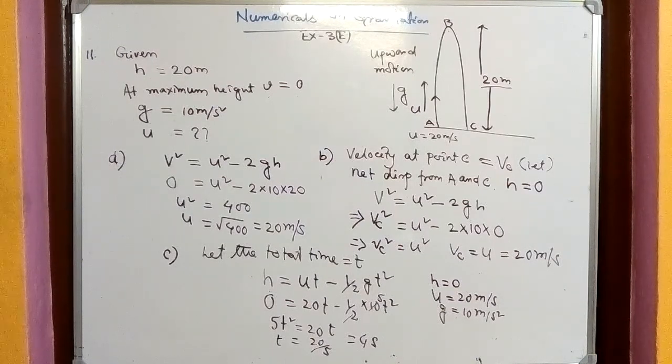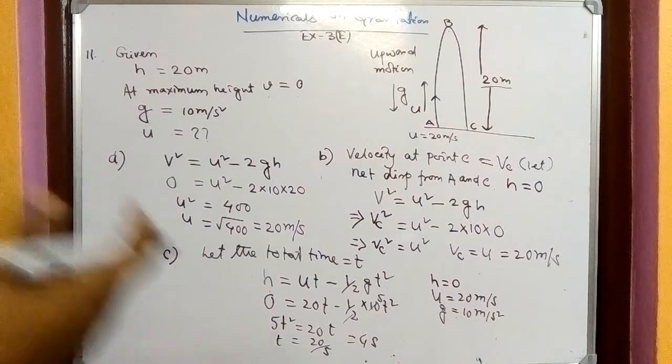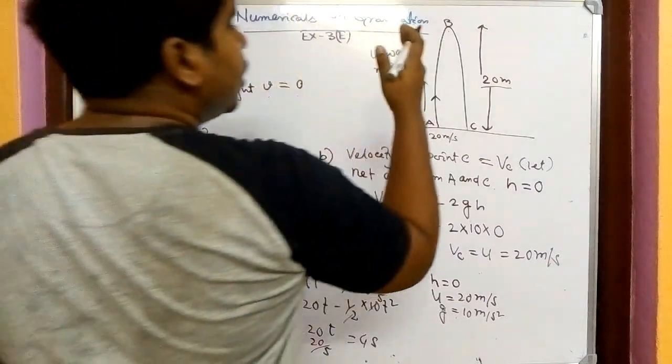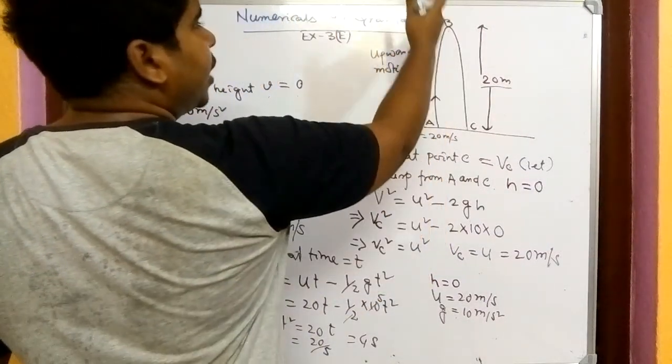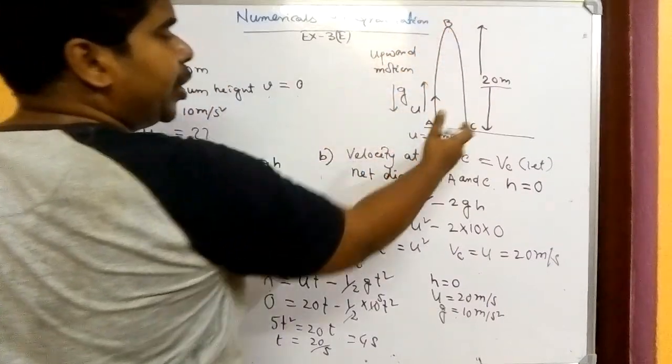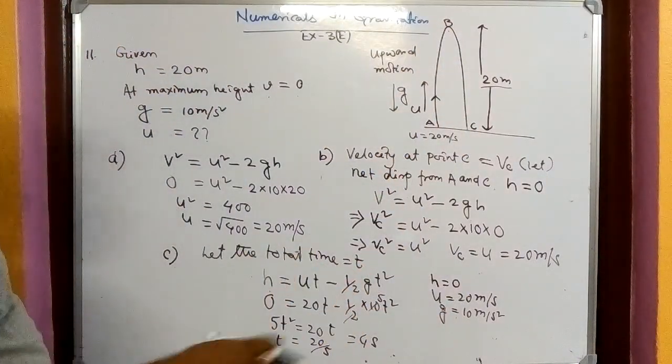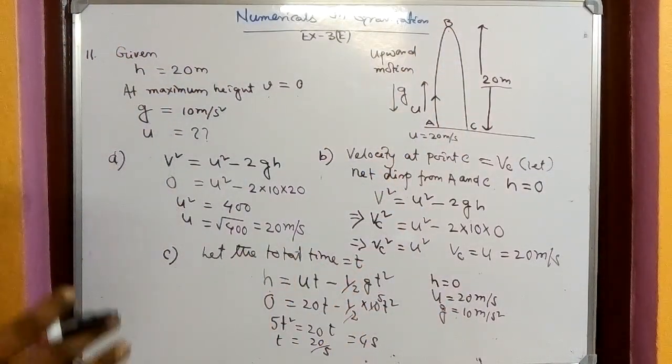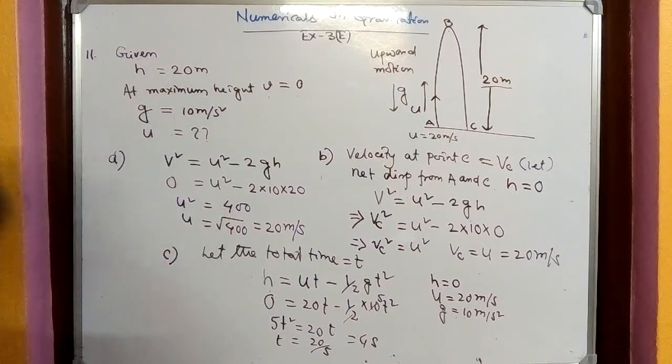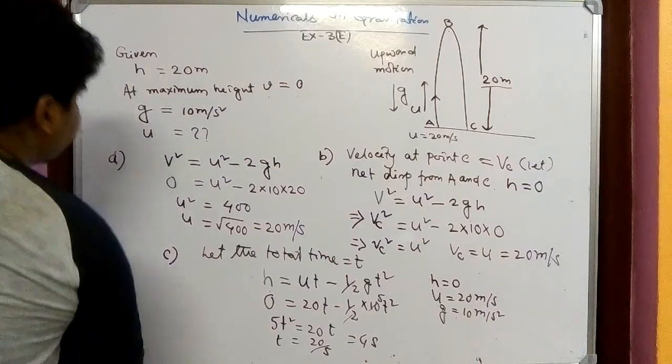I have already told you it can be done another way also. You can find the time period from A to B, and then the time period from B to C, and you can add. But I think that procedure is a little hectic, and here it is much easier for us. Understand the steps. I think everything is easier for you. Now we'll go for the next.